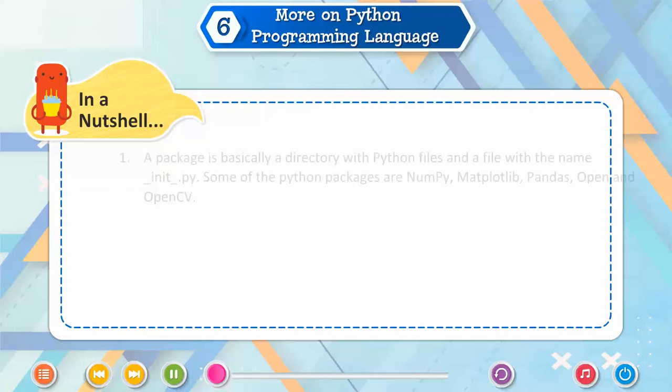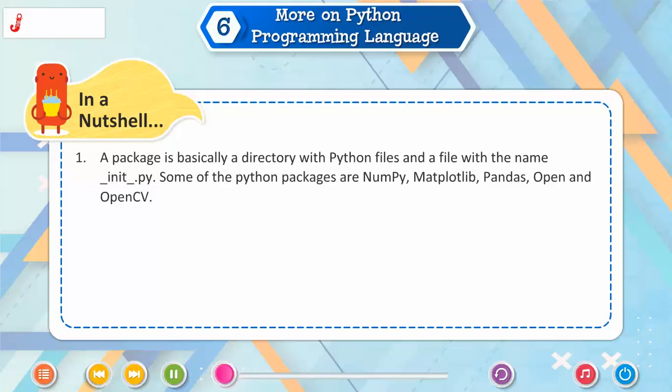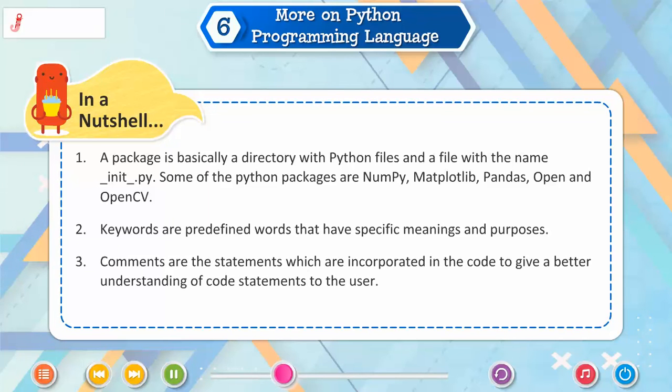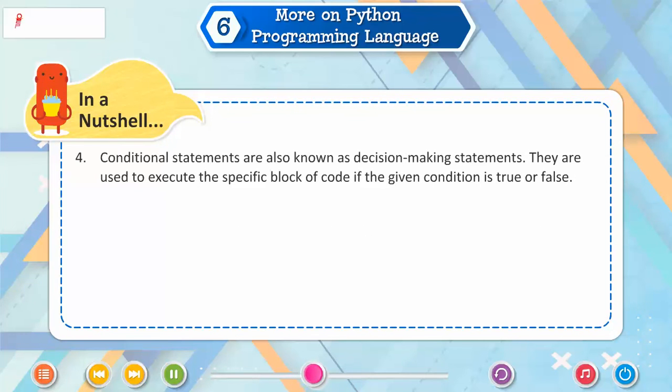In a nutshell, 1. A package is basically a directory with Python files and a file with the name __init__.py. Some of the Python packages are NumPy, Matplotlib, Pandas and OpenCV. 2. Keywords are predefined words that have specific meanings and purposes. 3. Comments are the statements which are incorporated in the code to give a better understanding of code statements to the user. 4. Conditional statements are also known as decision-making statements.